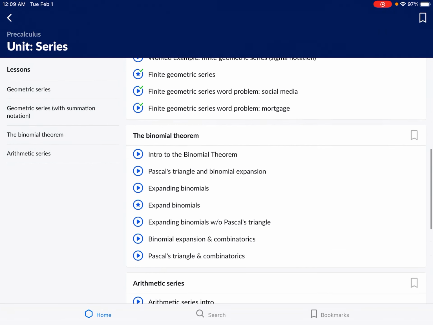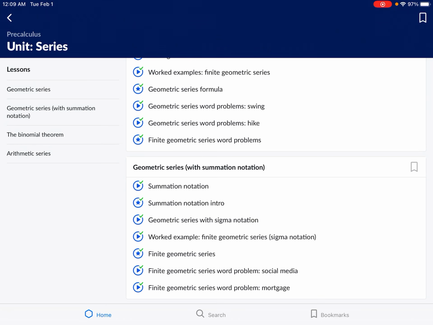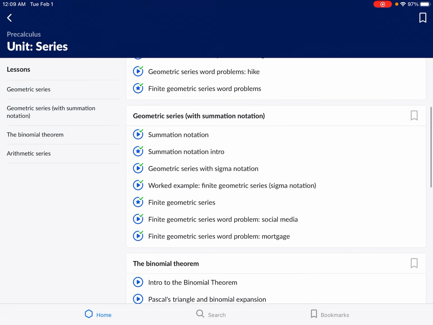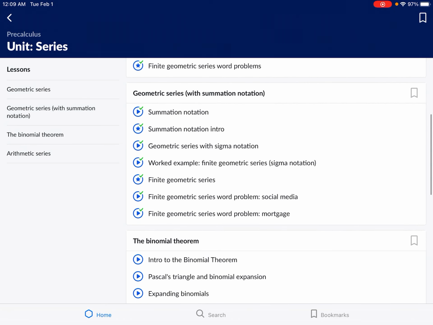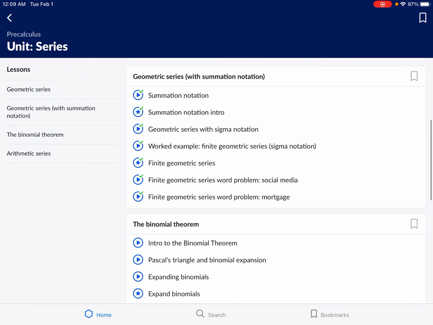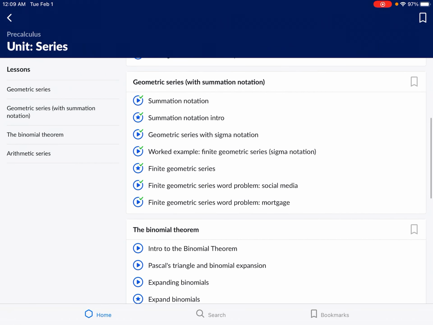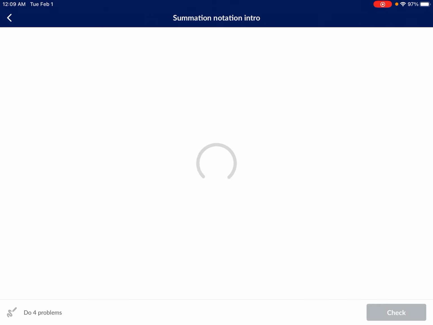Alright, unit number 9, quiz. Quiz with, quote-unquote, quiz number 2, because it's not really a quiz. It's just this star and this star. Geometric series with summation notation.